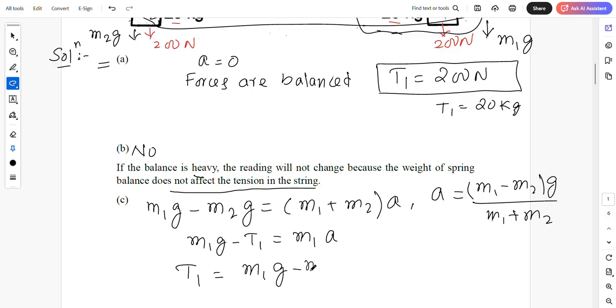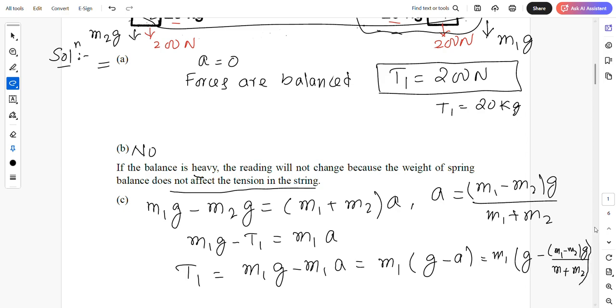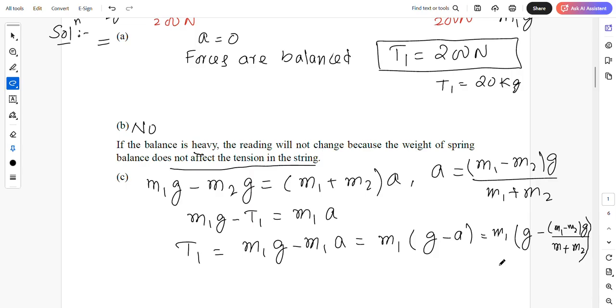m1g minus m1a is equal to m1 times (g minus a). I can take m1 common here, so it is m1 times g minus a, and in place of a I can write (m1 minus m2) into g divided by (m1 plus m2). Understood? Hope you understood. Now let us find out the value of T1.